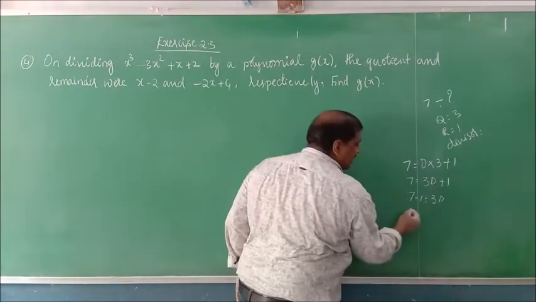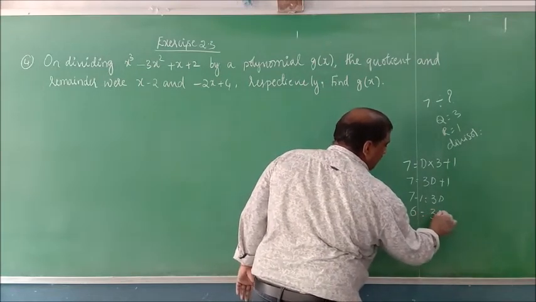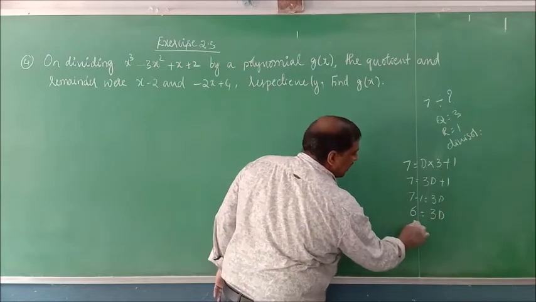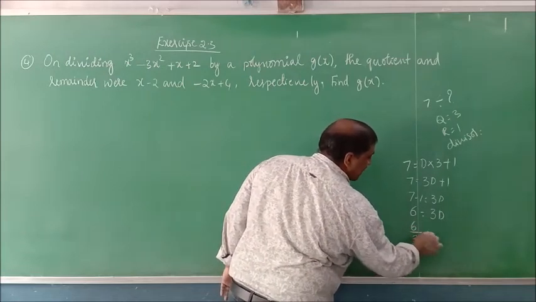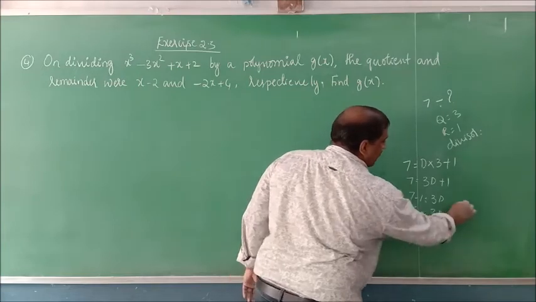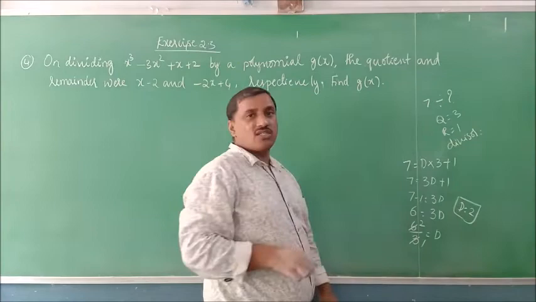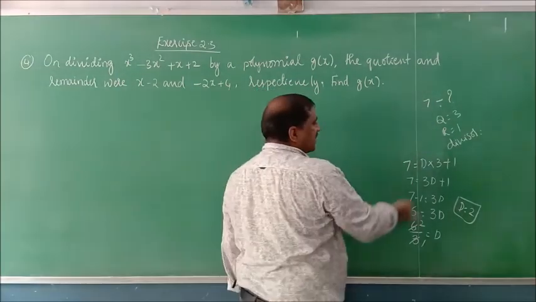Now 7 minus 1 is equal to 6. That is equal to 3 into d. Now transpose 3 to this side, on LHS we get 6 by 3 is equal to d. 3 ones are 3, 3 twos are 6. Therefore d is equal to 2. That is, divisor is equal to 2. We can check whether it is right or wrong.